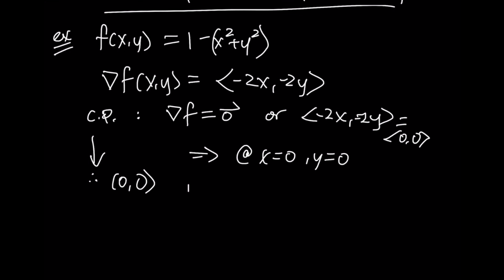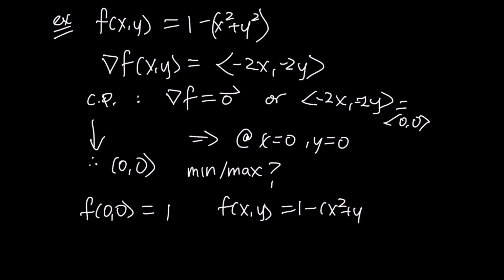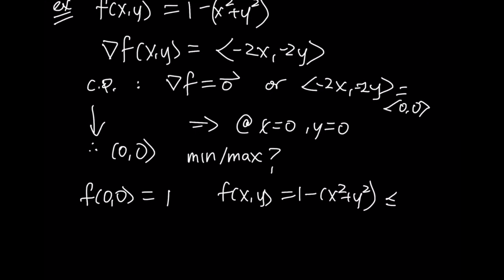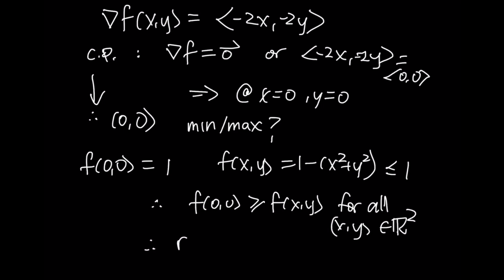Now, what we want to know is whether this is a minimum or a maximum. Remember that if we were to take this critical point and plug it into the function, we would have the value of 1, whereas the value of the function for any other point x and y is always going to be less than or equal to 1. f of 0, 0 is always greater than or equal to f of x and y for all x and y points that live in R2. And that means that we have a relative and an absolute maximum at the point 0, 0.